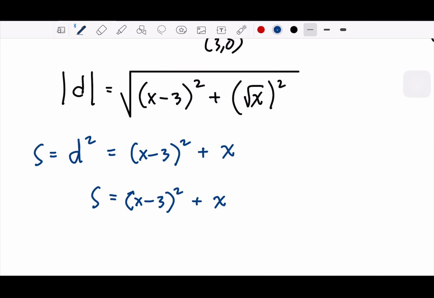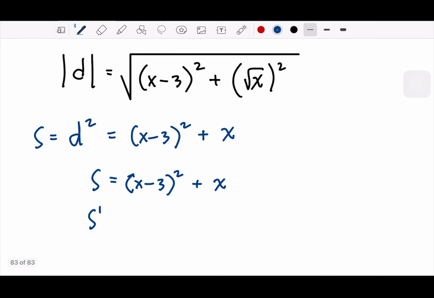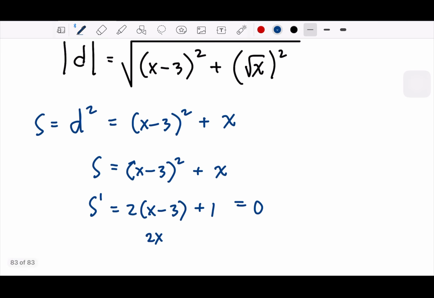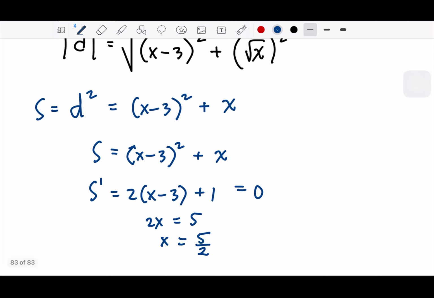And then we take the derivative of this s, and we have 2(x minus 3) plus 1, and then set this result equal to 0. So we have 2x minus 6 plus 1, equal 0, or 2x equals 5. So x should be 5 over 2. And y will be the square root of 5 over 2.